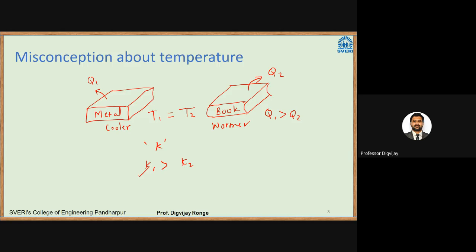Okay, so I think I have cleared this misconception about temperatures. Up to this stage we have assumed that there is some temperature that defines which one is cooler and which one is warmer, but it is actually the heat transfer rate that determines this phenomenon. So that is the start.